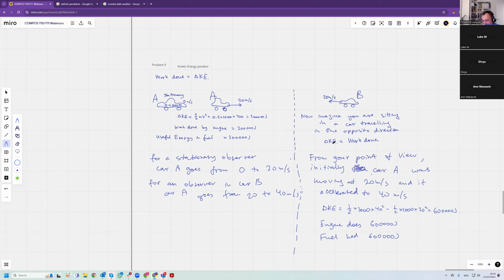Do you understand the issue here? To go from 0 to 20, you only need 200,000 joules of energy, but to go from 20 to 40, you need 600,000 joules of energy. Well, it makes sense that it doesn't make sense, right? That's why it's called a paradox.